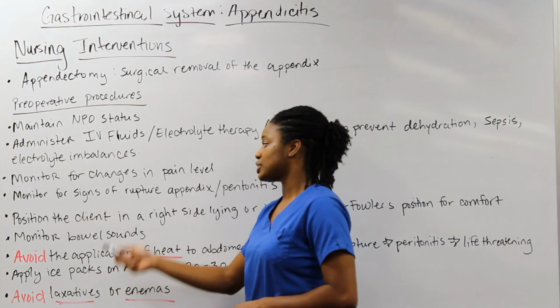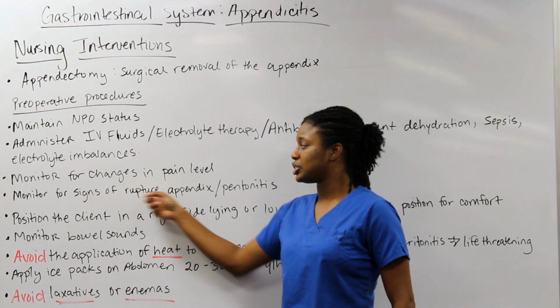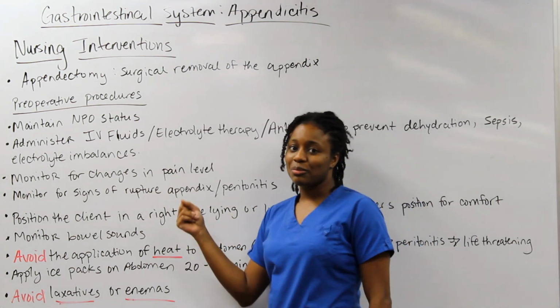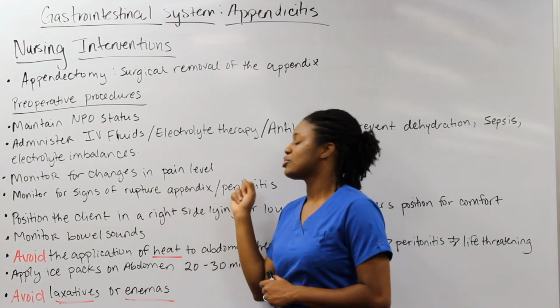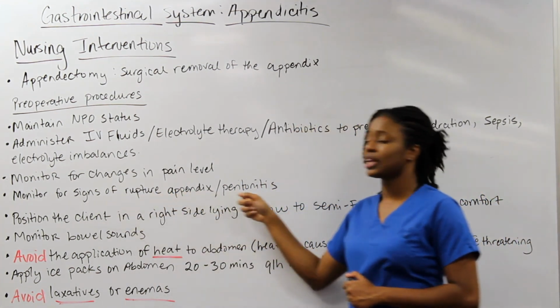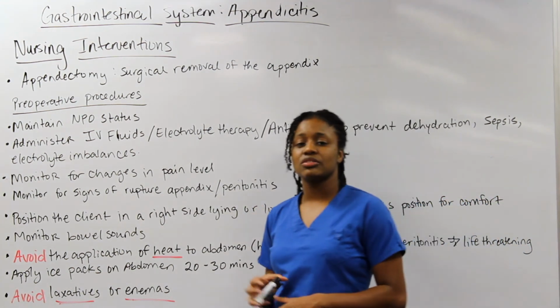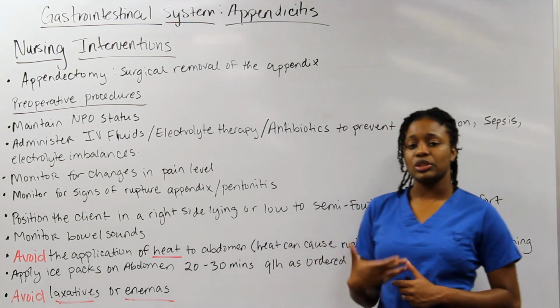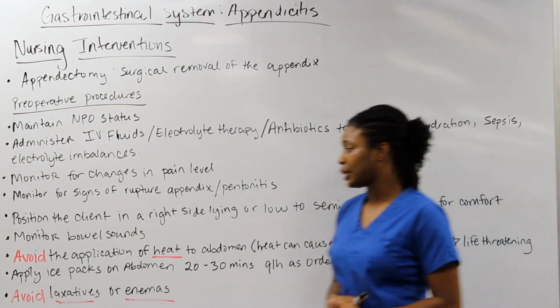Also, you want to monitor for signs of rupture of the appendix and peritonitis. So you may say, what are those signs? Remember, we just discussed them. So if you don't remember, just go ahead and replay this video so you can know the signs of rupture and peritonitis, okay? So remember, this is our biggest complication that we're trying to prevent. So you want to make sure that you're monitoring these patients so that if something happens, you call the doctor right away so we can do emergency surgery, all right?